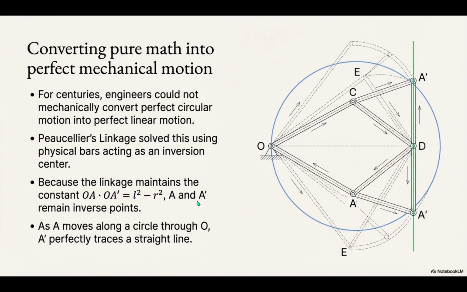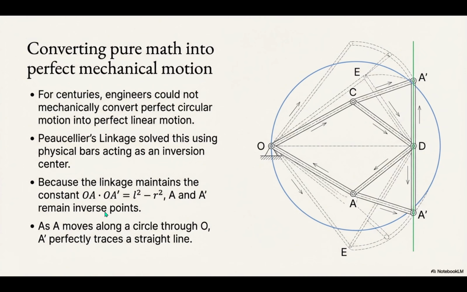Right. And because of the rigid geometry of those physical metal bars, the 2 free corners of the diamond, let's call them point A and point A prime, are trapped. The math dictates that the distance from the anchor to point A multiplied by the distance to A prime will always equal a constant value based on the lengths of those metal bars. Specifically, it equals L squared minus R squared. But wait, a distance times another distance equaling a constant, that is the exact definition of geometric inversion. It is. Points A and A prime are physically mechanically locked in as inverse twins.